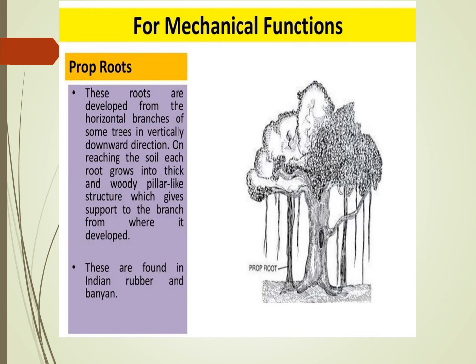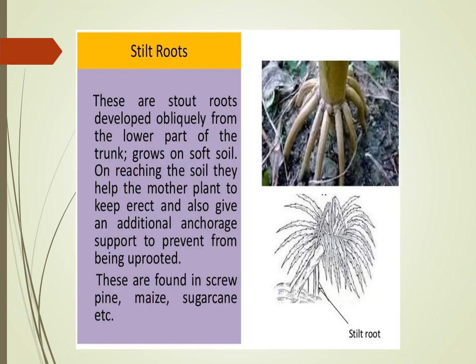As far as the mechanical functions are concerned, we have prop roots. These roots are developed from horizontal branches of some trees in a vertically downward direction. On reaching the soil, each root grows into a thick and woody pillar-like structure which gives support to the branch from where it developed. These are found in Indian rubber and banyan trees.